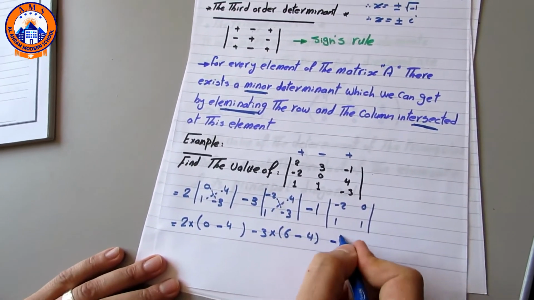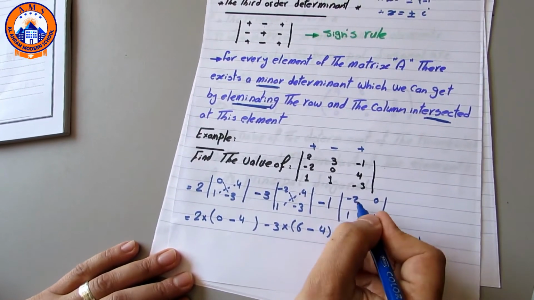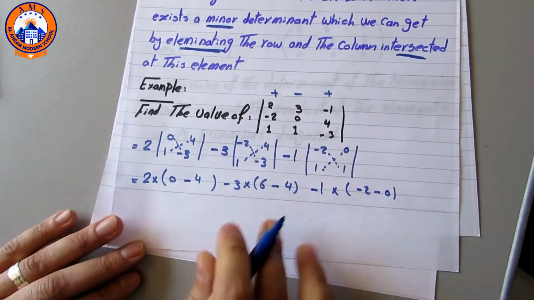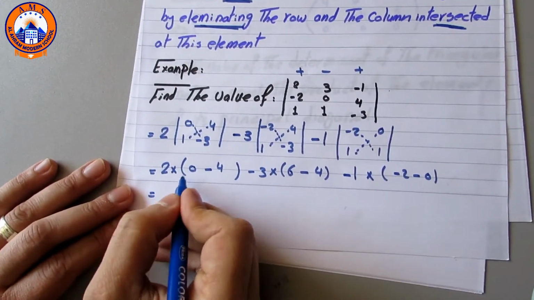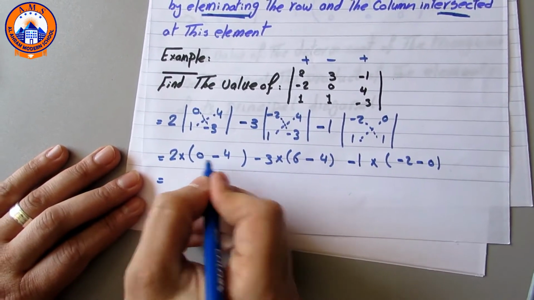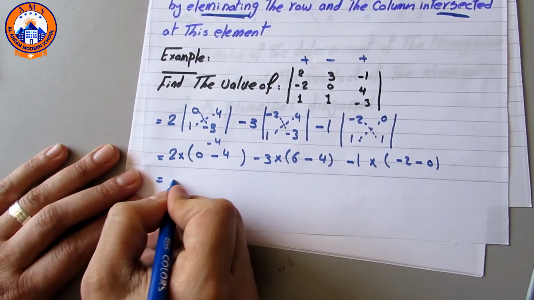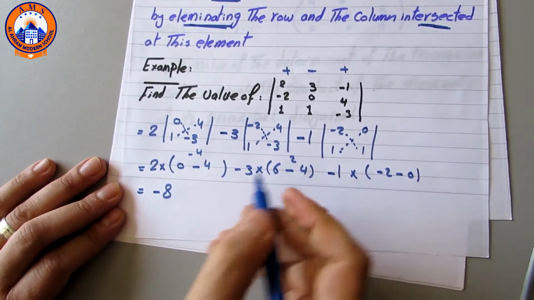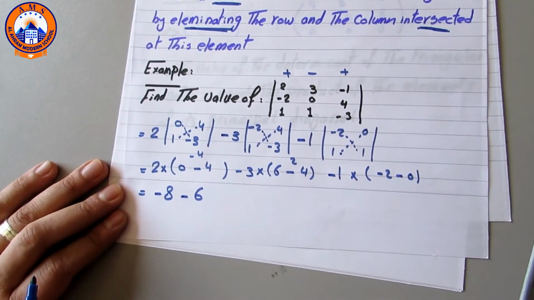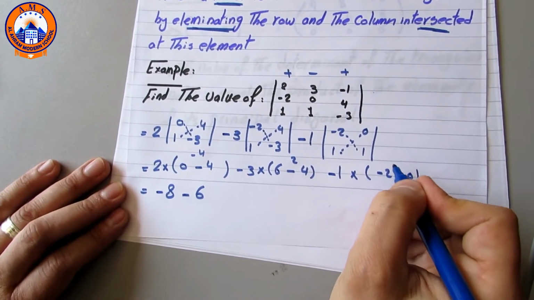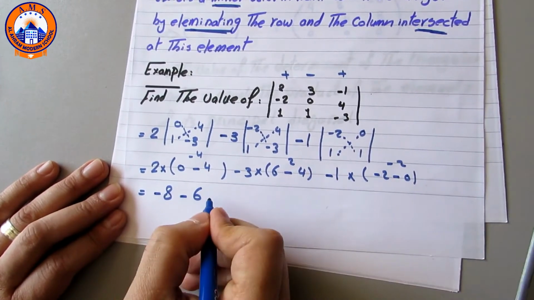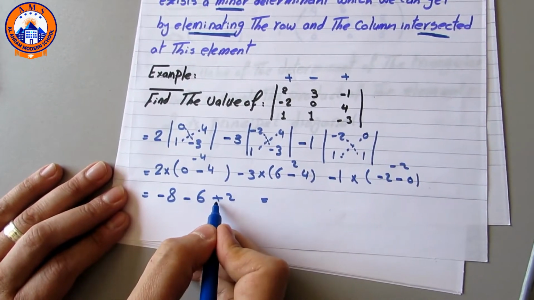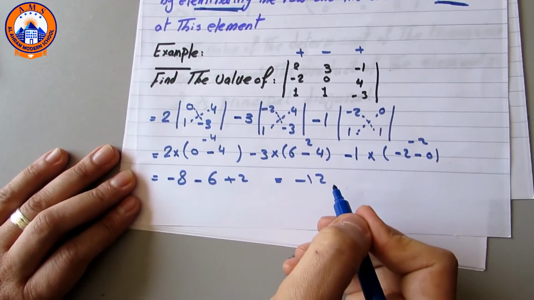After that, minus 1 multiply negative 2 multiply 1, negative 2, minus 1 multiply 0, equal 0. Calculate 2 multiply 0 minus 4, 0 minus 4, negative 4, 2 multiply negative 4, negative 8. 6 minus 4, 2, negative 3 multiply 2, negative 6, negative 2 minus 0, negative 2, negative 1 multiply negative 2, positive 2. So negative 8, negative 6, negative 14, negative 14 and 2, negative 12.